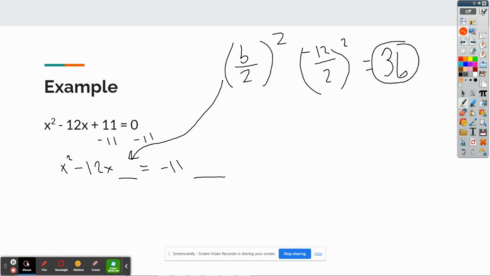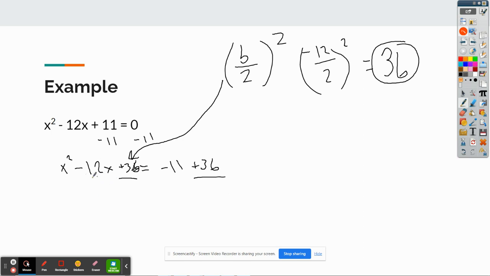Remember, these numbers that you're adding to both sides should always be positive. So we found out the number that we need here is a 36. So we're going to put a 36 there. And we're going to make sure we put the 36 on the other side at the same time. Remember, you can't add something to one side of the equation if we don't add it to the other side of the equation.